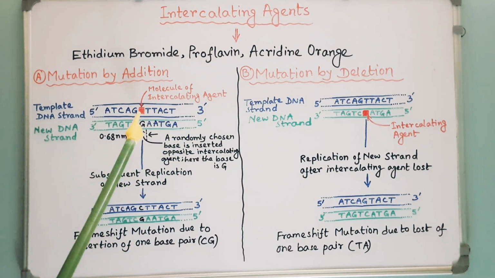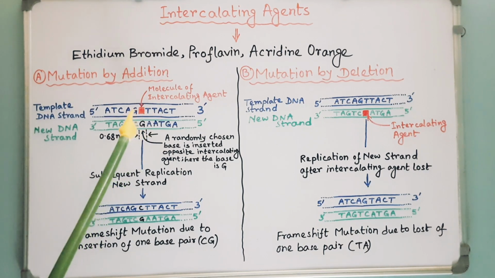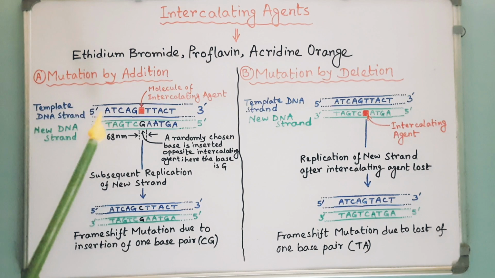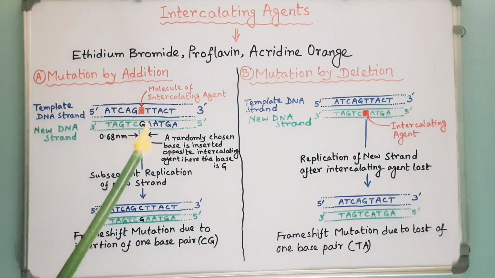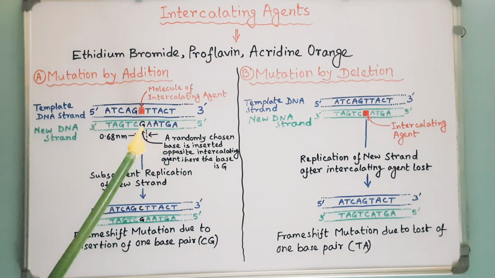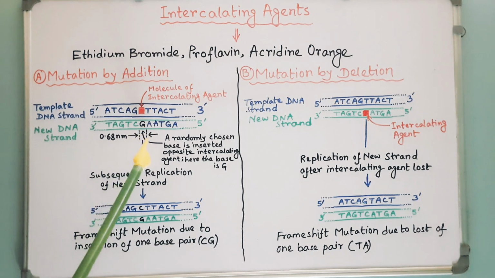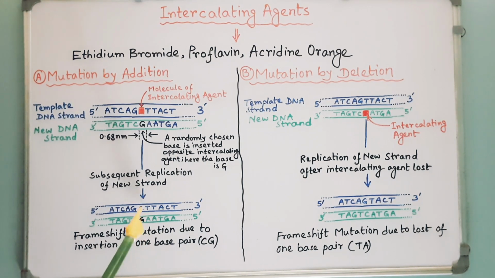If the intercalating agent inserts itself between adjacent base pairs of the DNA strand that is the template for new DNA synthesis, then an extra base, for example G, is inserted into the new DNA strand opposite the intercalating agent. After one more round of replication, during which the intercalating agent is lost, the overall result is a base pair addition mutation. Here CG is added.